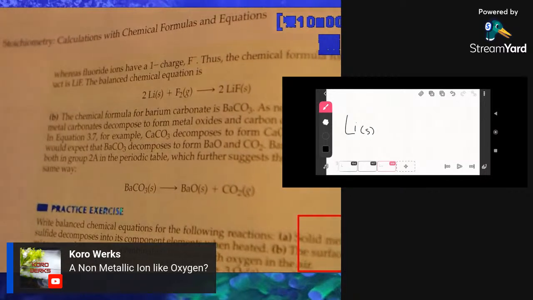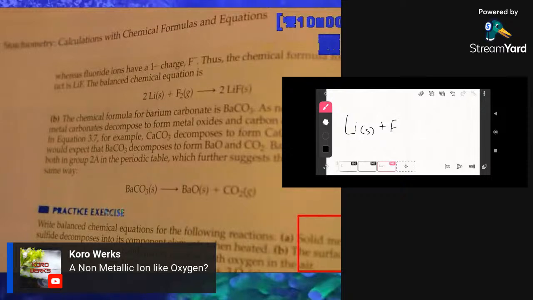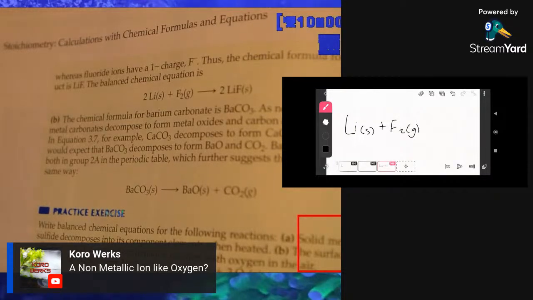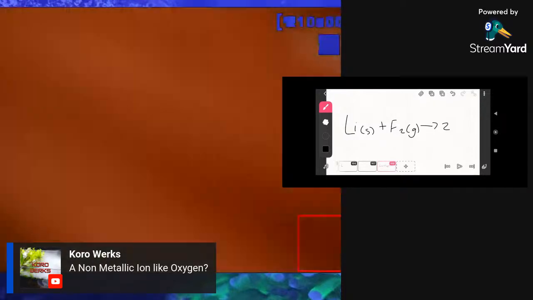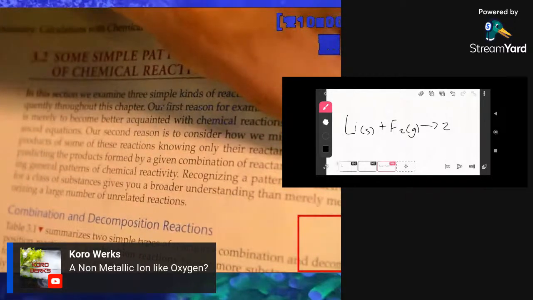solid plus fluorine gas. I don't know if that's what it's called. Sorry, I didn't even read the question: write a balanced equation for the following reaction. The combination reaction between lithium metal and fluorine gas. Okay, I'm right.